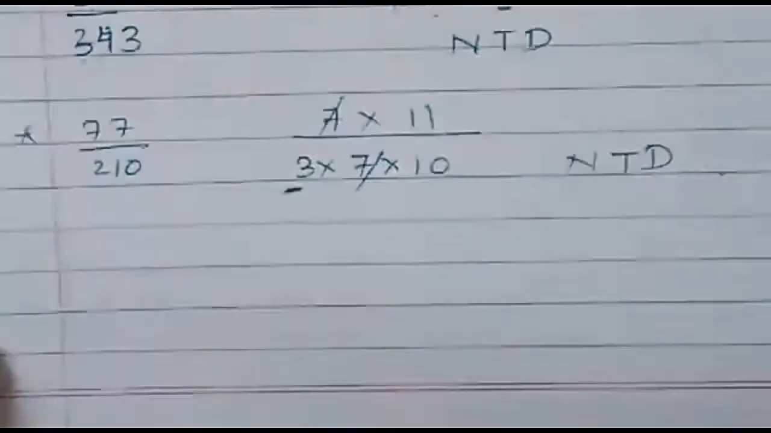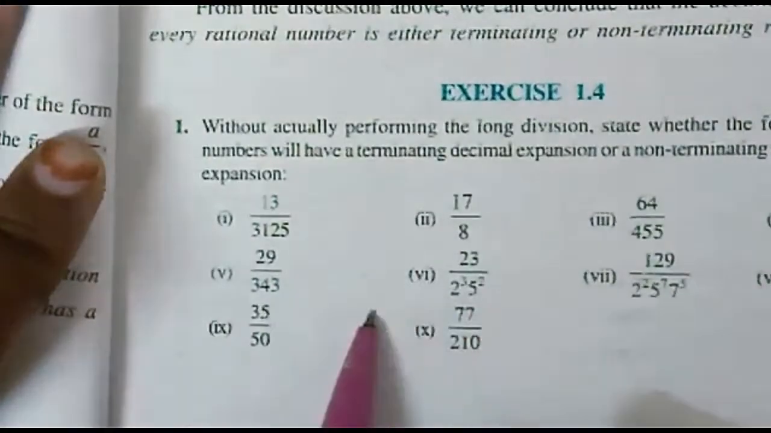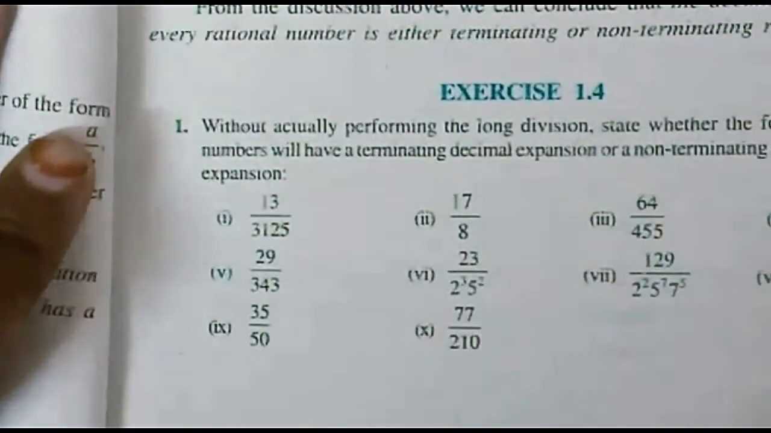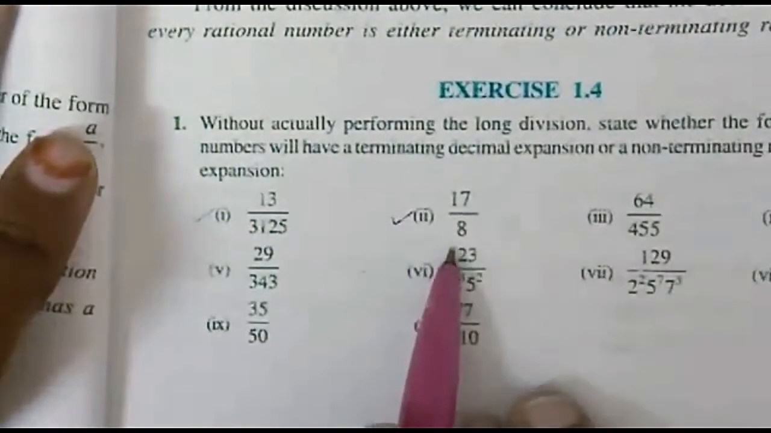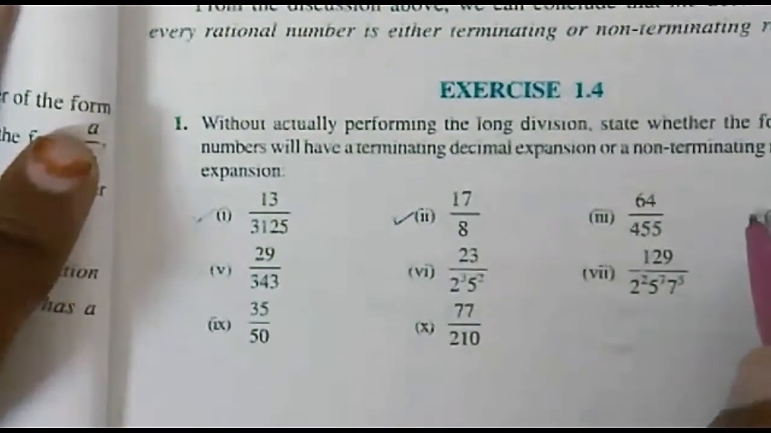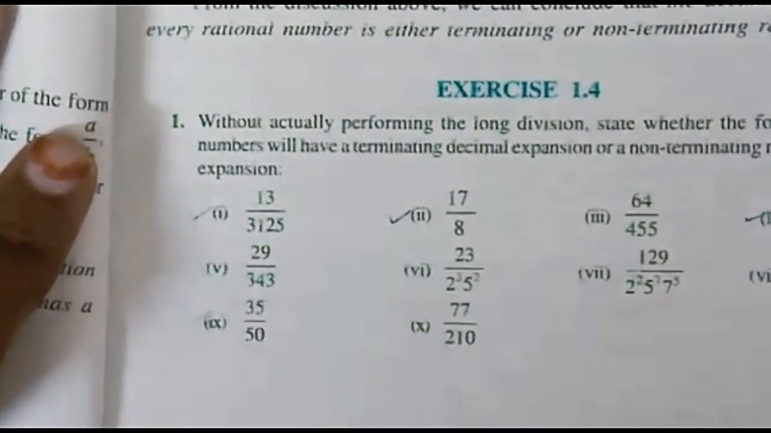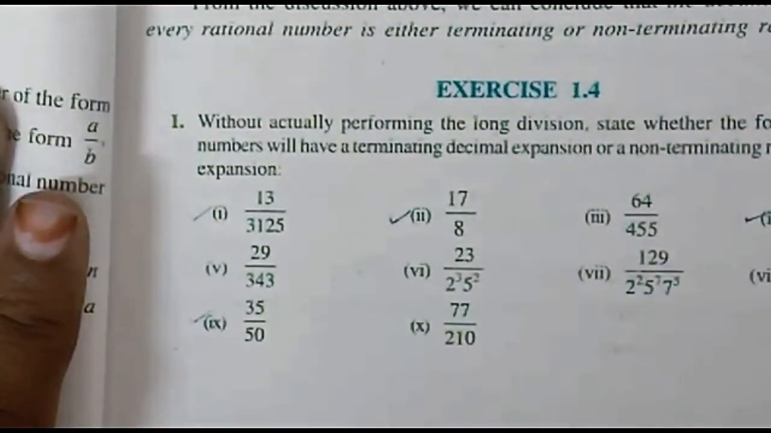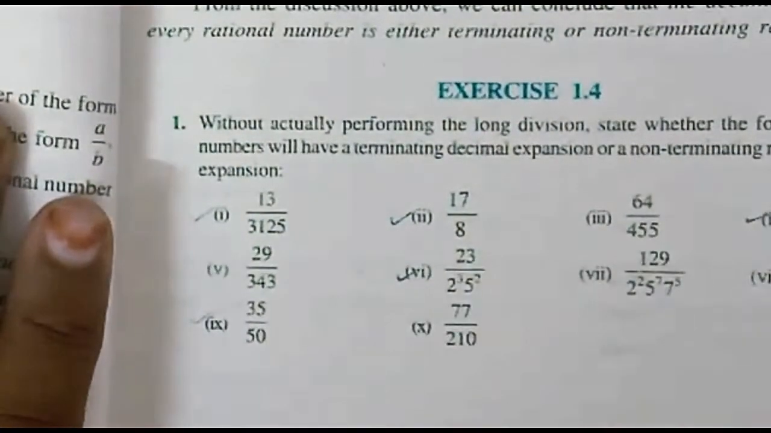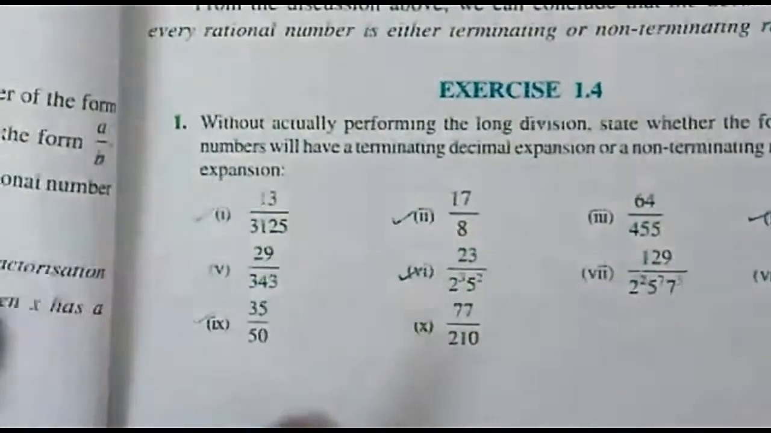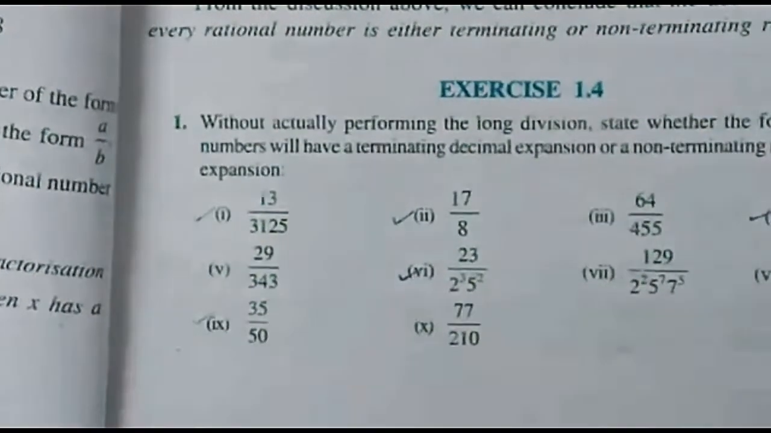Now your second question is, out of these 10 numbers, which ones did you find to be terminating decimals? We found the first one was terminating, the second one, as it contains 8, is terminating, the fourth one will be terminating, right? This one also will be terminating, that is 35 upon 50. Even 23 upon 2 raised to 3 and 5 raised to 2. So these numbers are all terminating. So we need to find out the decimal expressions of these numbers.